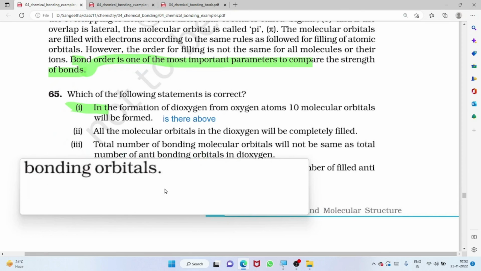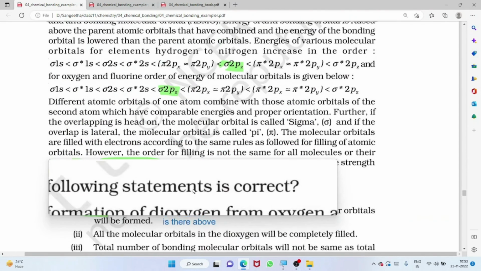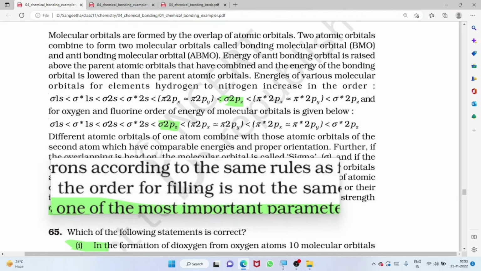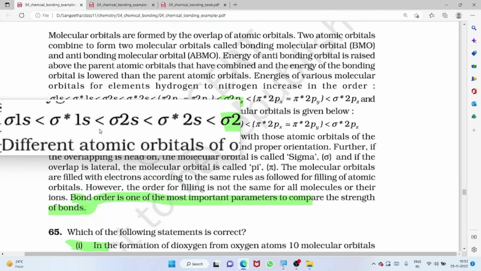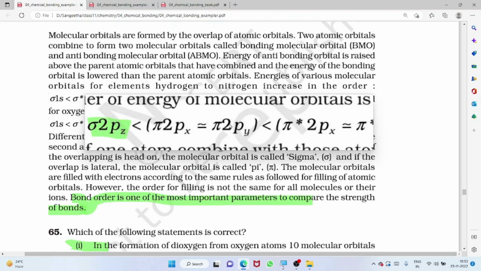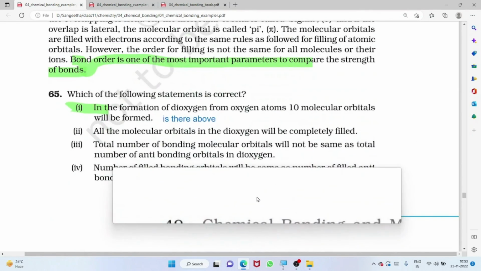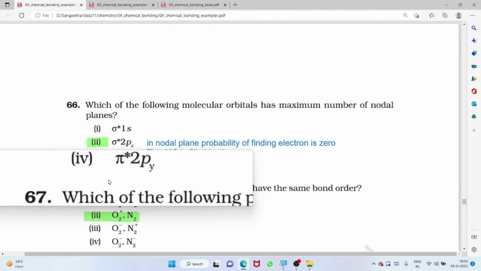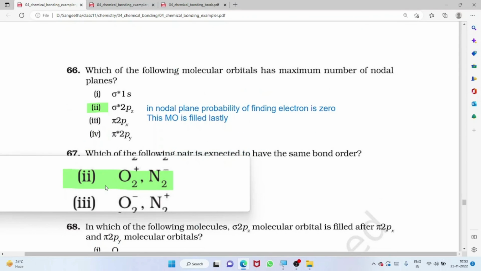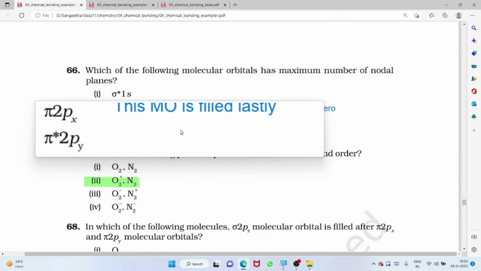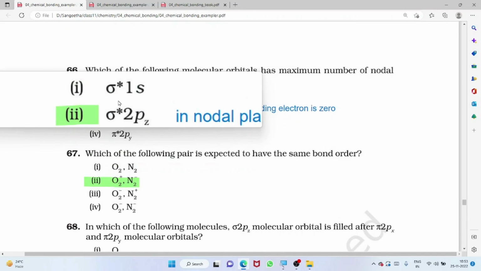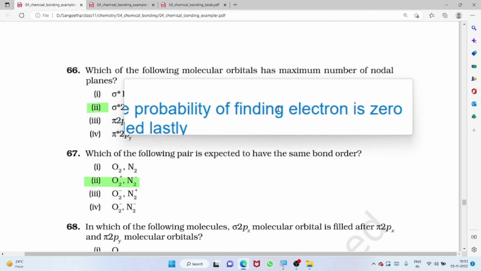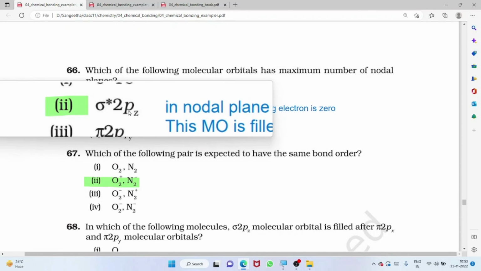Which of the statements is correct? For the formation of dioxygen from oxygen atoms, 10 molecular orbitals will be formed. For oxygen: 1, 2, 3, 4, 5, 6, 7, 8, 9, 10. That is the correct answer. Which of the following molecular orbitals has the maximum number of nodal planes? Nodal planes are where there is no electron, so here there is no electron in the nodal plane.